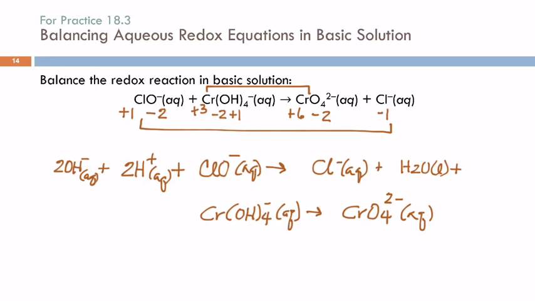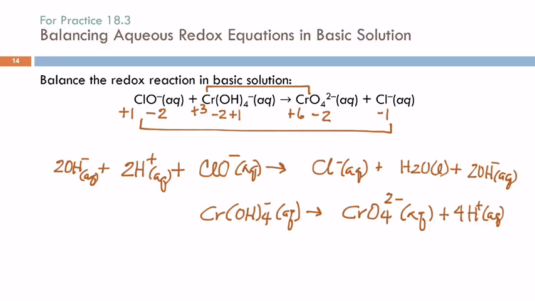Is it still balanced? Yeah. So there's the mass balance for that one. And then the bottom one, here's chromium and chromium, 1 of each, 4 oxygens, 4 oxygens, 4 hydrogens. So I need to add 4 hydrogens over here.